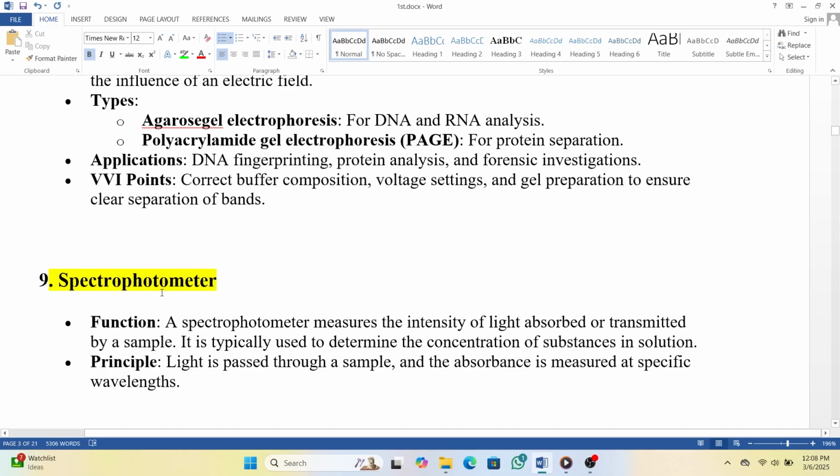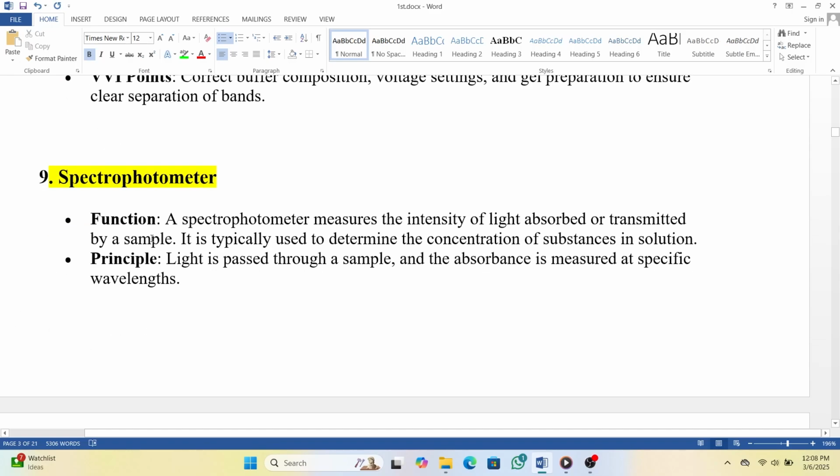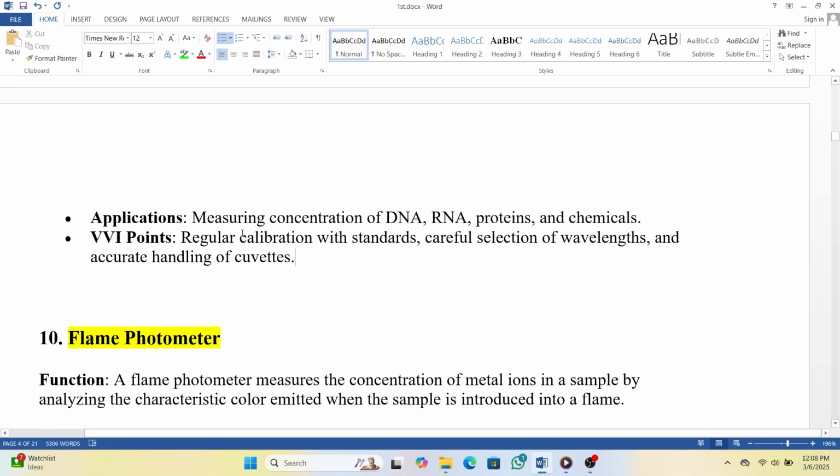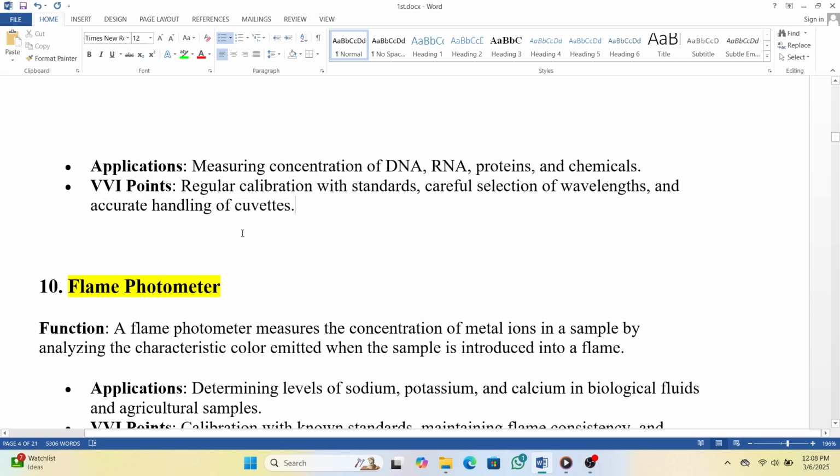9. Spectrophotometer. Function: a spectrophotometer measures the intensity of light absorbed or transmitted by a sample. It is typically used to determine the concentration of substances in solution. Principle: light is passed through a sample, and the absorbance is measured at specific wavelengths. Applications: measuring concentration of DNA, RNA, proteins, and chemicals. VVI points: regular calibration with standards, careful selection of wavelengths, and accurate handling of cuvettes.